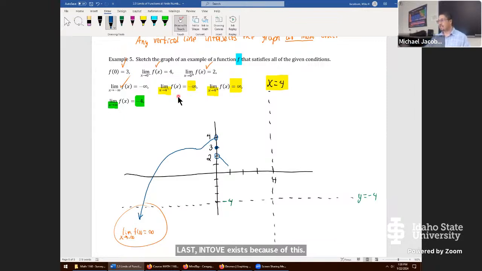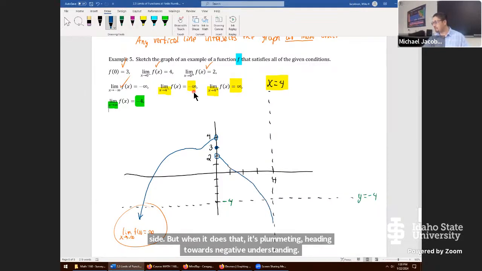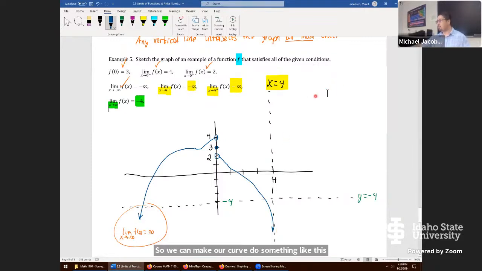Now let's give this one a try. It says your x is tending towards 4. With the negative sign, it means only coming in from the left. So you can feel free to ignore this entire right-hand side. But when it does that, it's plummeting, heading towards negative infinity. So we can make our curve do something like this. That would be enough to say, yes, we're heading down towards negative infinity on this portion right here. Put a quick check on that one.